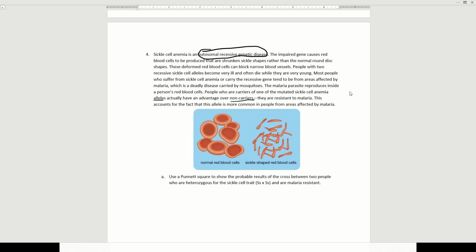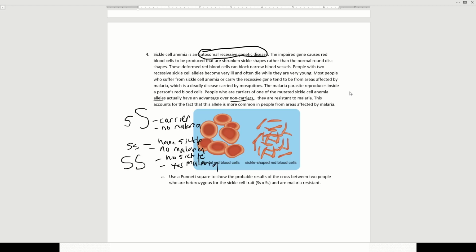So this is important. It looks like they're using S's. So this means that you are a carrier, and this means that you cannot get malaria, right? Because it's recessive, this means you have it. You have sickle cell. And this means no malaria. And then if you have two big ones, that means no sickle cell and yes malaria. Okay, so this is really interesting, right?